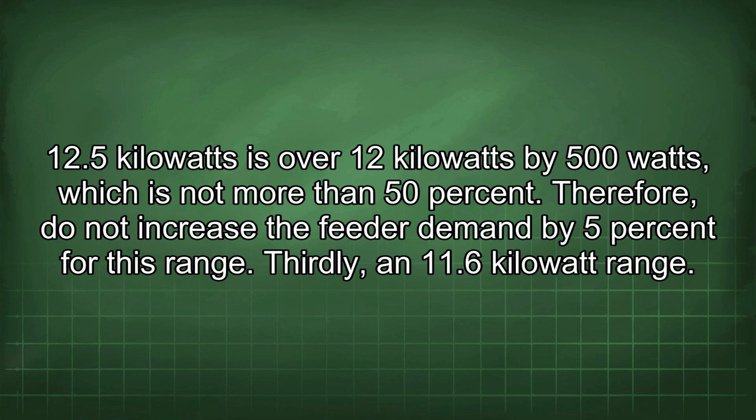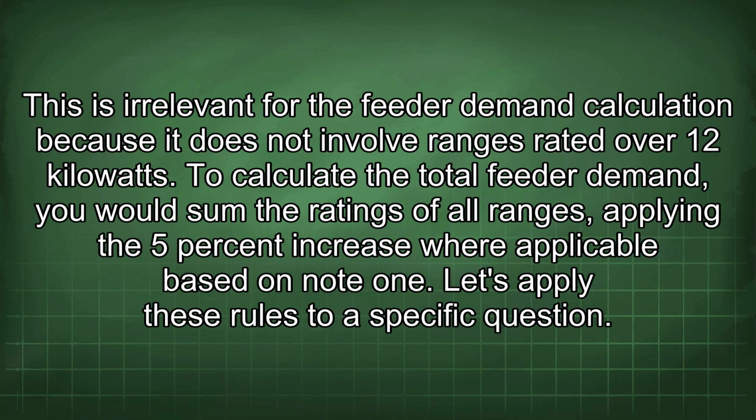Thirdly, an 11.6 kilowatt range. This is irrelevant for the feeder demand calculation because it does not involve ranges rated over 12 kilowatts. To calculate the total feeder demand, you would sum the ratings of all ranges, applying the 5% increase where applicable based on Note 1. Let's apply these rules to a specific question.